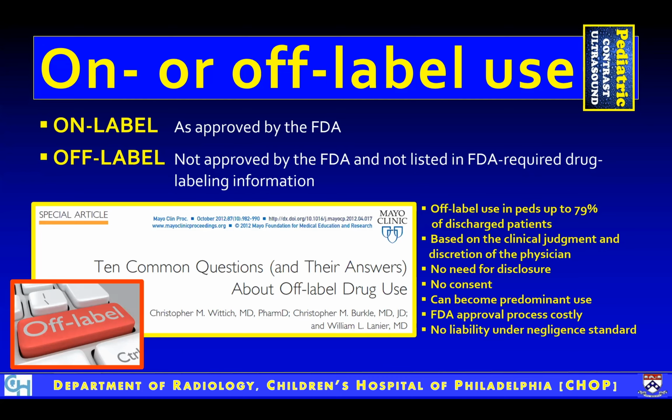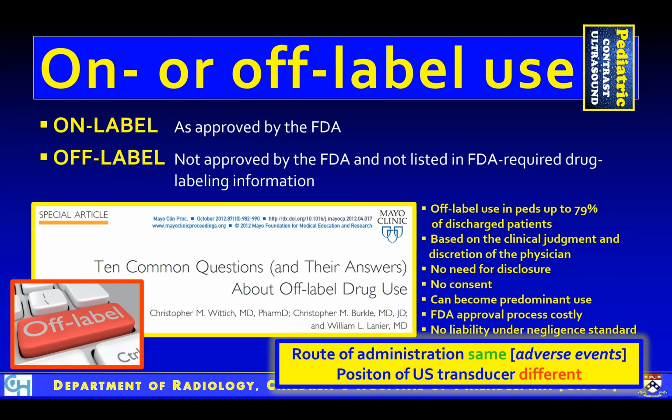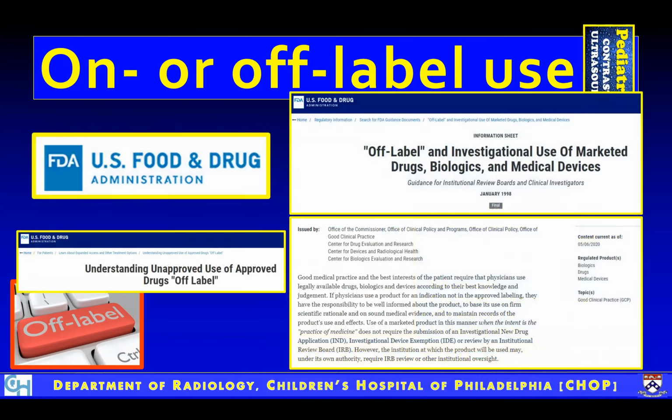So we may not have that approval for certain drugs. And at least in the US, it appears there is no liability under negligence standard when using off-label. So the route of administration in many of these off-label applications is the same as the one that is on label. So you give IV contrast for liver. So you expect the adverse events to be similar, but the position of the ultrasound transducer may be different. So instead of liver, you scan the kidney or you scan the spleen or other organs.